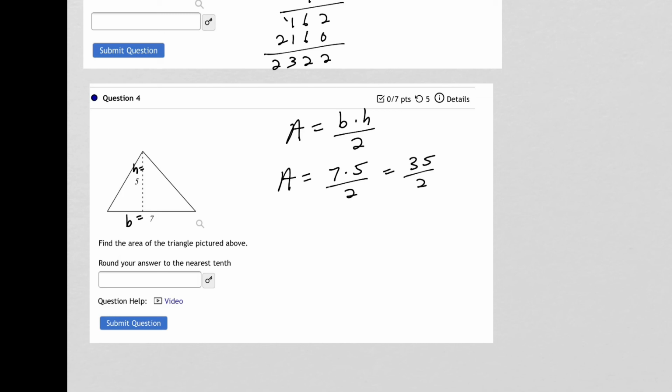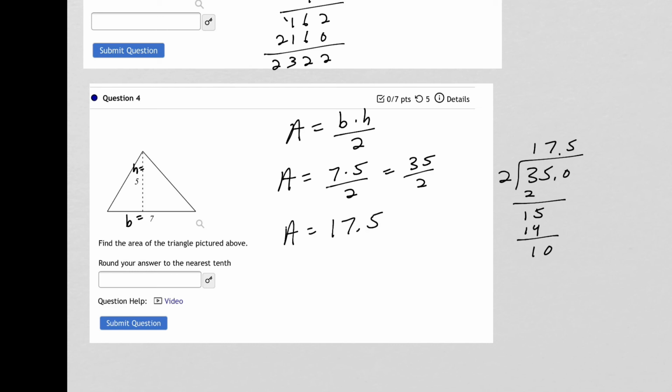If you want to write this as a decimal, we can work this out. Subtract, bring down the 5, 2 into 15 is 7, remainder 1, and then bring down the 0, 2 into 10 is 5. So this is going to be 17.5. Again, square units, they didn't give us the units here, so we can just leave it as 17.5.